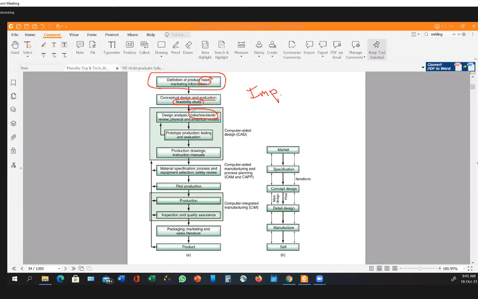So you see, once you have thought of the design analysis, you can make a prototype and test and evaluate it. If you find something wrong, you can go back. So it is an iterative process. Again, think of the design, analyze it, and again, make another prototype and test it.